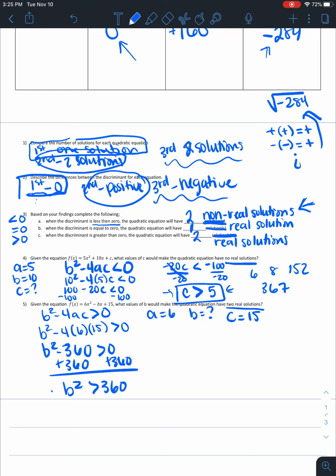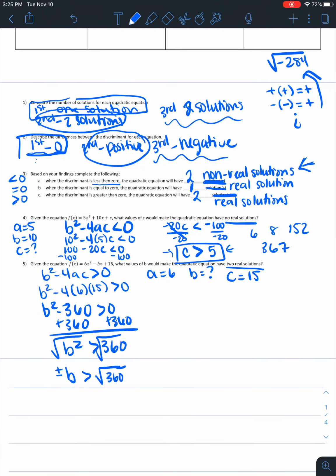Now I can take the square root of both sides to undo that square. So I'd have plus or minus b is greater than the square root of 360. We're just going to leave that unsimplified for now. But it shows here that we have a negative b, so I don't really care about the positive. I'm worried about the negative b being greater than the square root of 360, because that's what it's telling me.